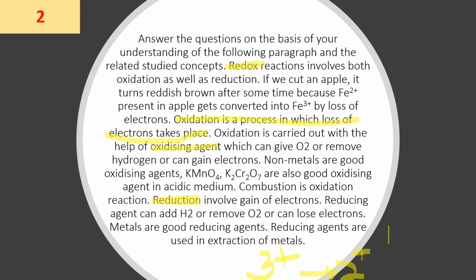Addition of an electron. So here in that reaction, it can be called reduction. So a reducing agent can add H2, remove O2, or lose electrons. Metals are good reducing agents. Reducing agents are used in the extraction of metals. So this is just a passage. Now we are going to see the different questions that you can expect from this passage.